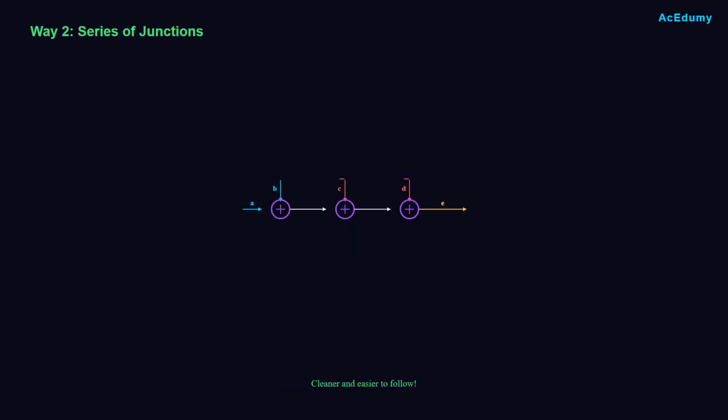Second way, use multiple summing junctions in series. First, add A and B to get a partial result. Then subtract C from that result. Then subtract D to get the final output E. This approach is cleaner and easier to follow.